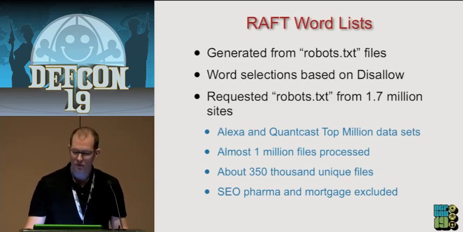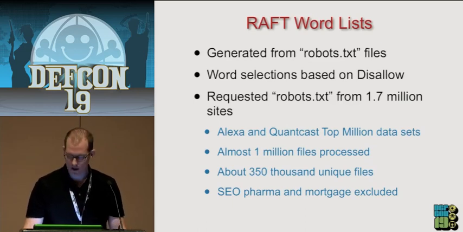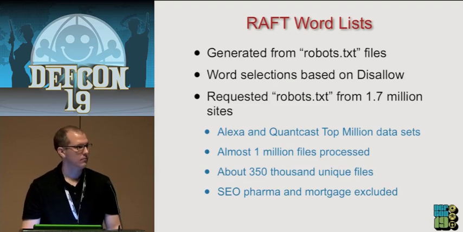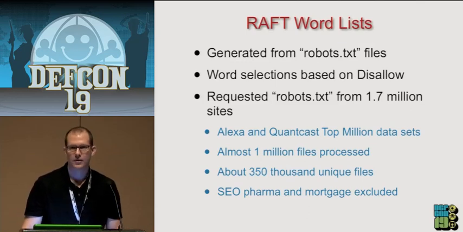So we went through and pulled down the robots.txt file from a lot of sites. We combined the Alexa and Quantcast top million sites and pulled down about 1.7 million. We made about 1.7 million requests and found 350,000 unique files. And we generated word lists based on how prevalent certain words were. So it's kind of like we crowdsourced what people are telling us not to look for.